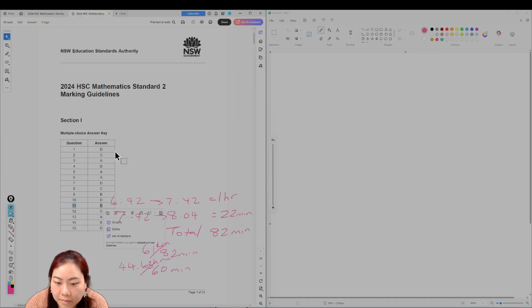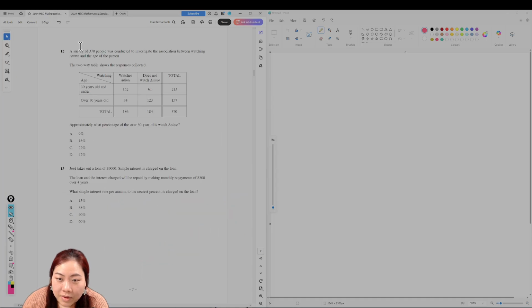Yeah, very good. Question number 12. A survey of 370 people was conducted to investigate the association between watching anime and the age of the person. Well, I personally believe there should be no limit on the age of people who watch anime. Anyway, the two-way table shows the responses collected. Approximately what percentage of the over 30 year olds watch anime?